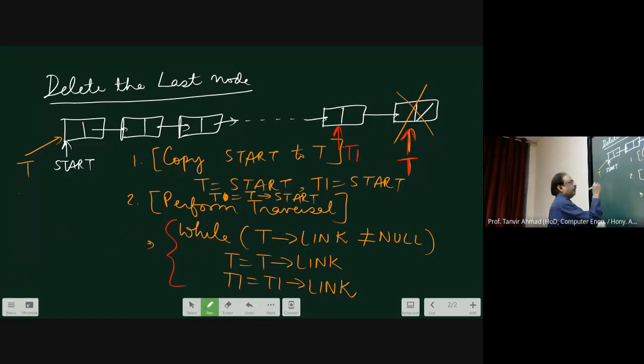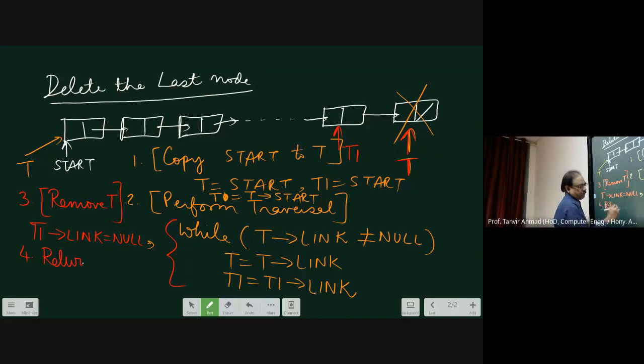Say 3, remove. You can say T1 of link is equal to null. And fourth, return T to avail. Stop.